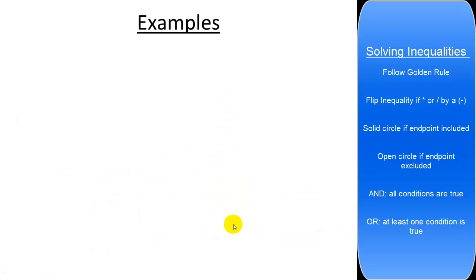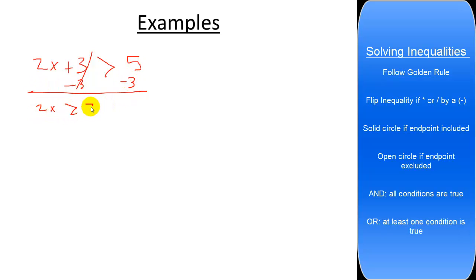Okay, let's do an example. Let's do just one quick simple example. Let's do the one that I had on there before. I had 2x plus 3 is, I don't know, greater than 5. So your first step is to subtract 3 from both sides. Cancel that out. Then you have 2x is greater than 5 minus 3, which is 2. That's just a greater than. Then you divide by 2, and you get x is greater than 1.